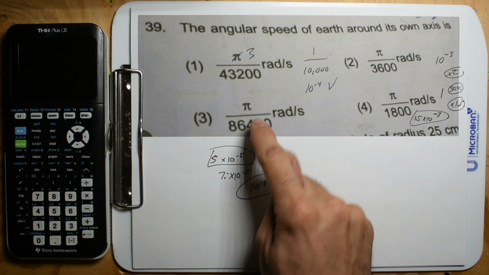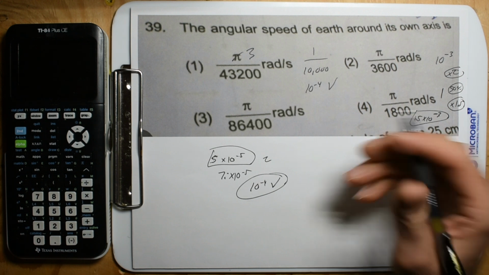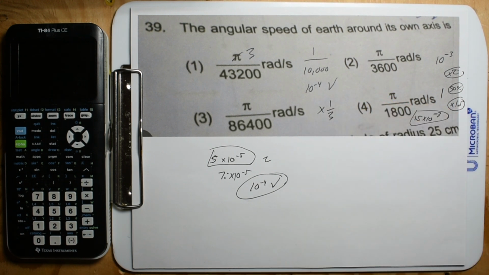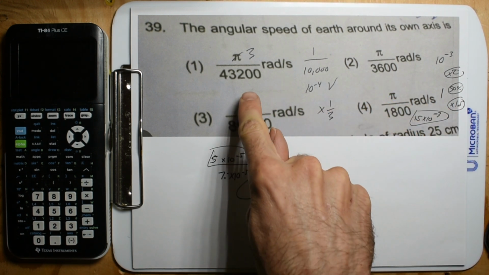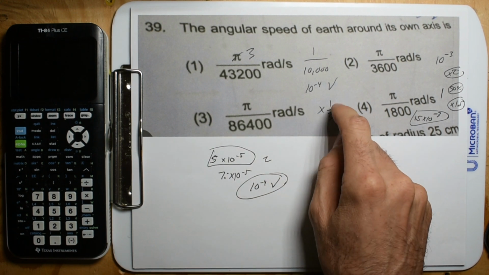All right, let's do this one. This one's going to be 3 divided by 9. I'm going to say this is a multiplication of a third. I'm going to keep that in my head. Now I'm going to say this is 1 divided by 10,000. That's 10 to the negative 4. But we have to take a third of that.